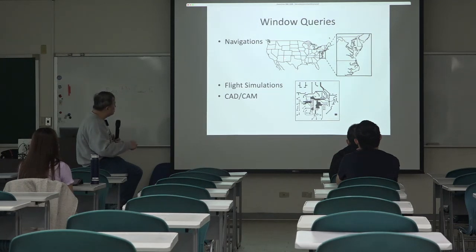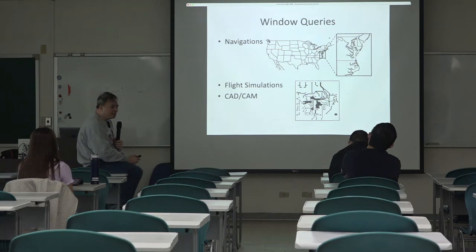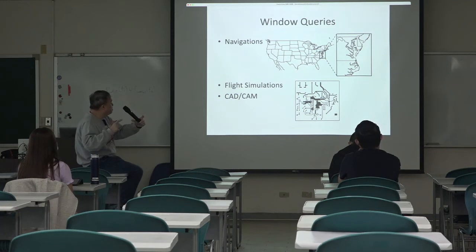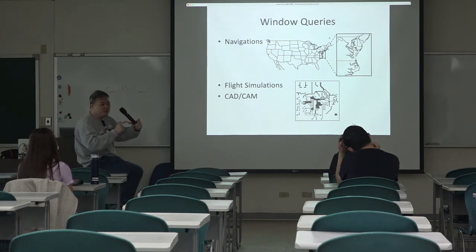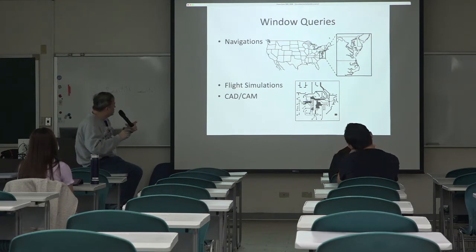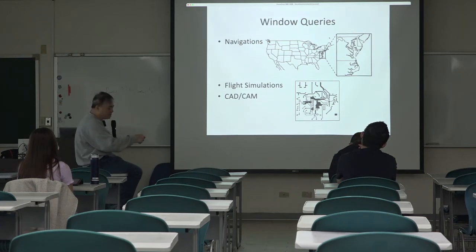For example, when you use a navigation system, think about that. The navigation system contains the whole map, but when it displays to the driver, it doesn't display the whole map. It only displays the nearby streets, because it only has a very small window. So again, that's the concept of windowing, or you can say it's a window query.